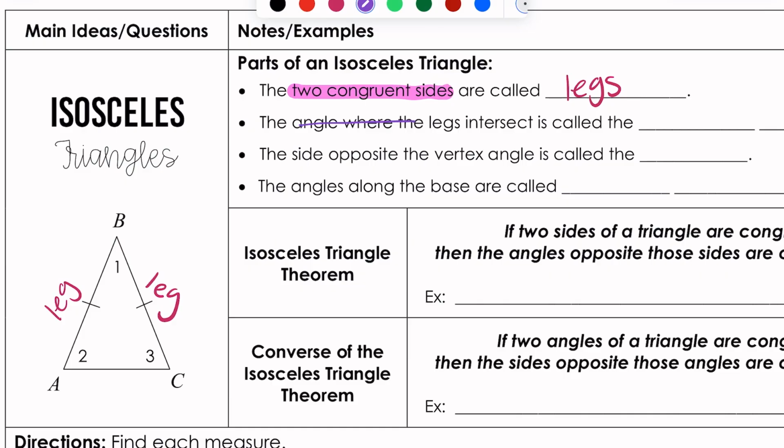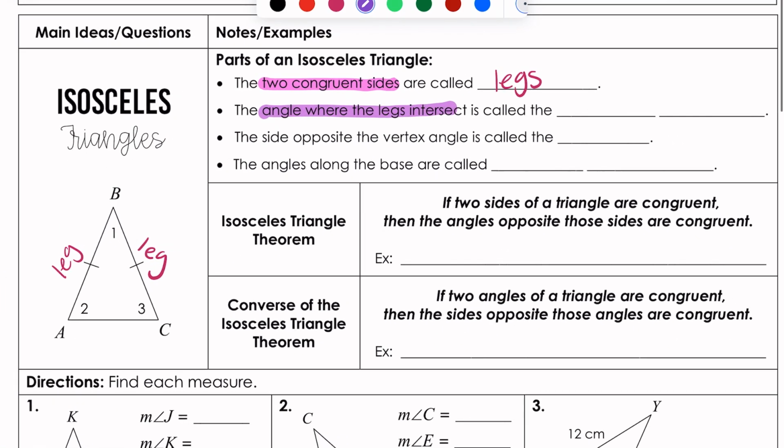The angle where the legs intersect is called the vertex angle. So where the legs intersect would be point B right here. So that's a vertex. The side opposite the vertex angle, which is also the one that connects the legs. Sorry, let me repeat that. It's the line that connects the two legs. That's the base.